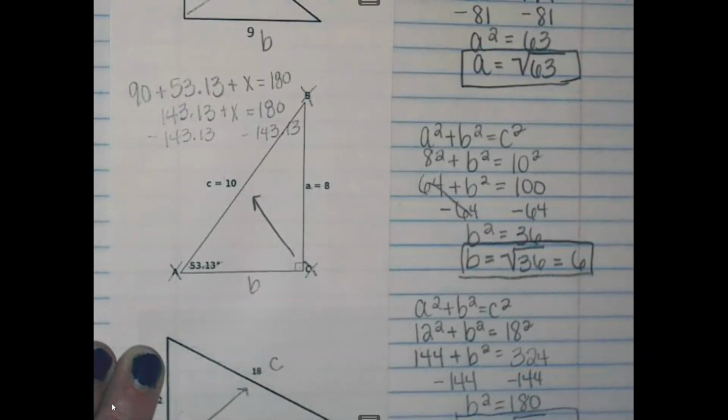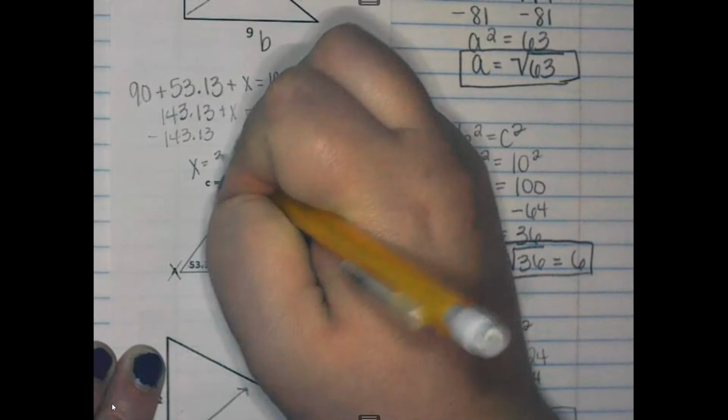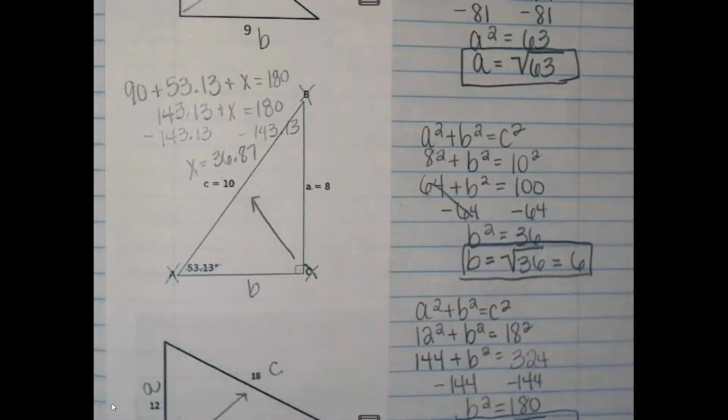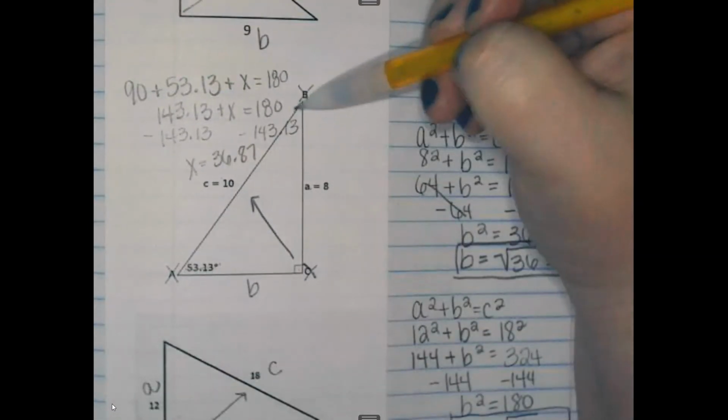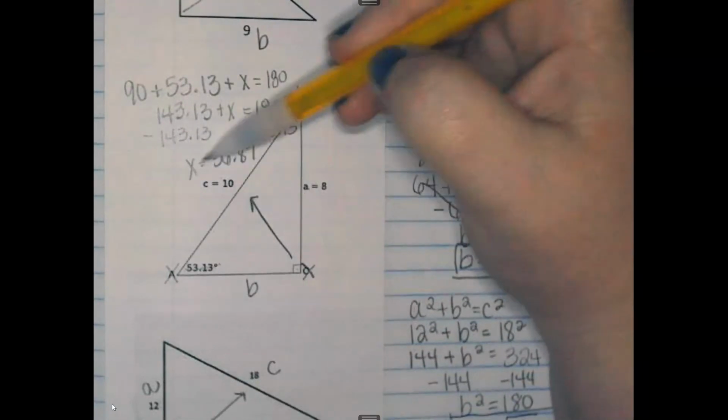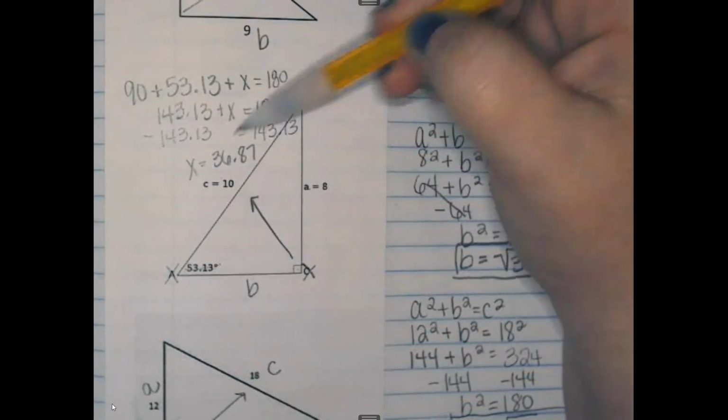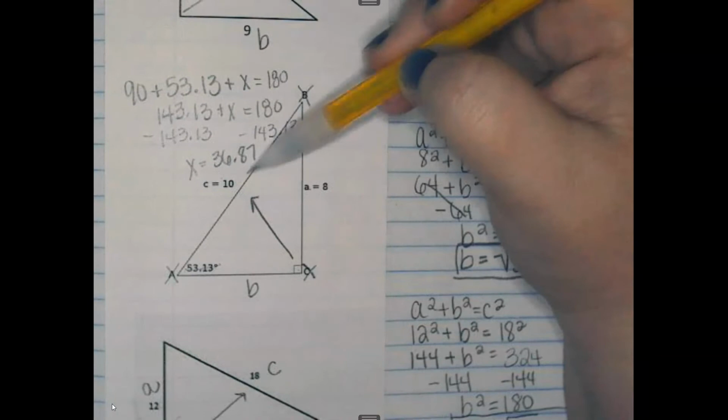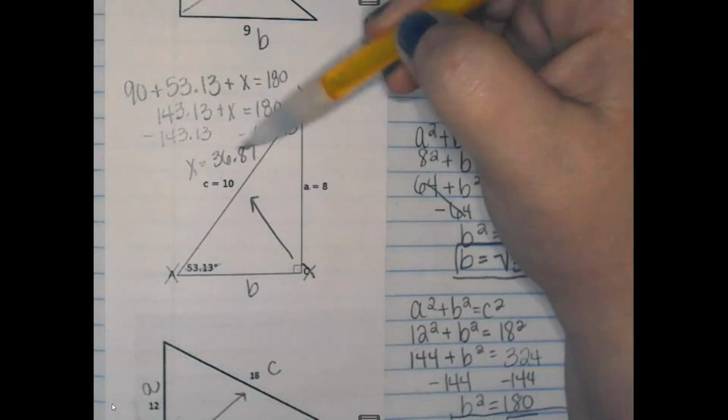Sorry, messed up on my typing on my calculator. And I get that that missing angle is 36.87. I had some really crazy angles, so I want to talk about, does that make sense? Well, this is an acute angle. It's a small angle, and that's a small angle. It's below 90. I had some people give me angles that were in the thousands. I had some people who gave me angles that were 180.